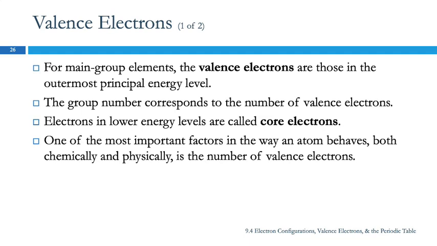So the valence electrons are really important because those are the ones on the outside. They're furthest from the nucleus. And those are the ones that are going to interact with the electrons of other atoms. So the number of valence electrons is a big factor in how atoms behave, both chemically and physically.